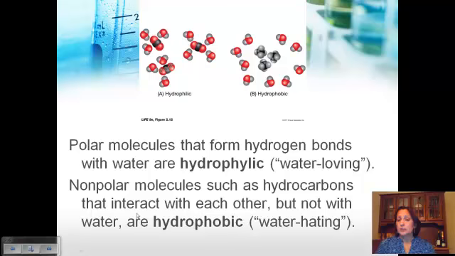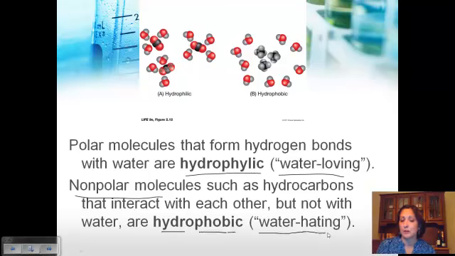The water molecules can also interact with other polar molecules and form hydrogen bonds. And if they do that, we call those molecules hydrophilic, or water-loving. Molecules that are non-polar don't do this. They will not interact with water, and we call them hydrophobic, or water-fearing or water-hating.